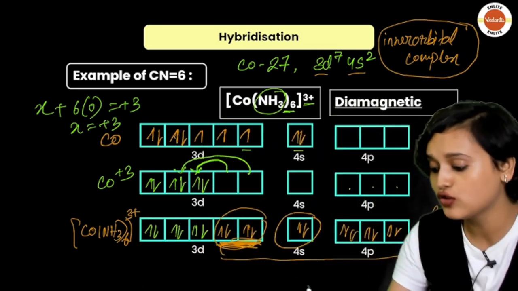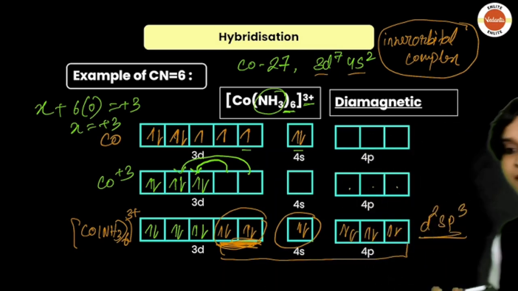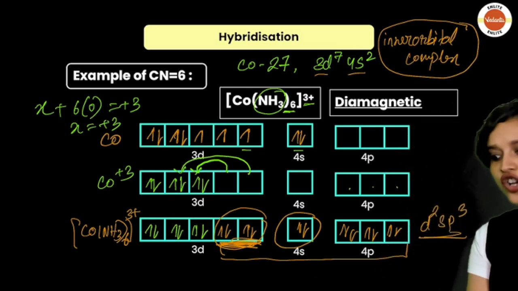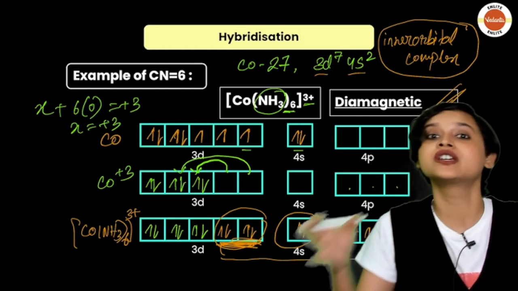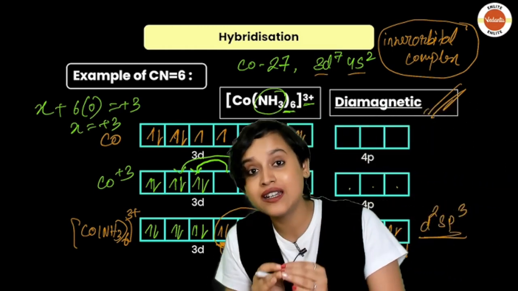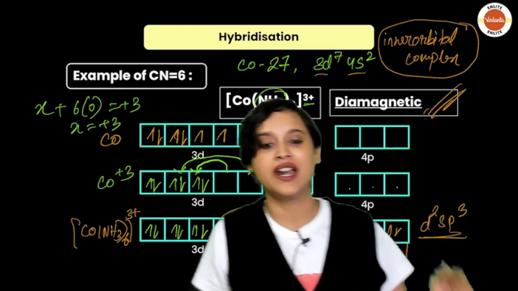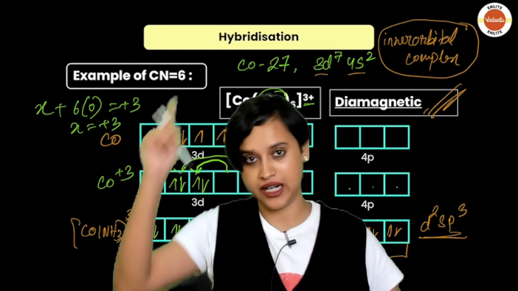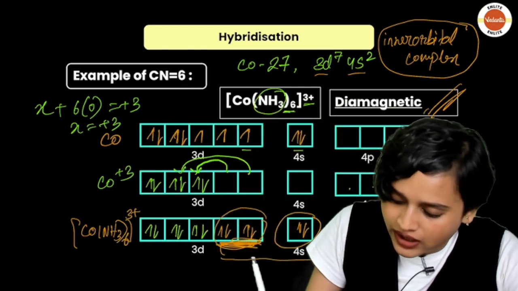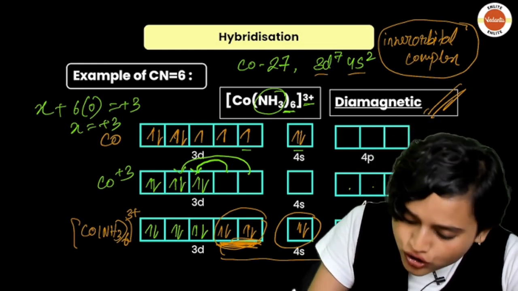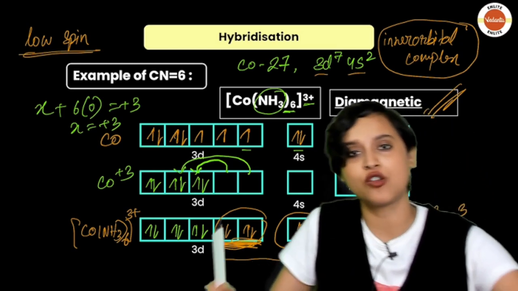And do you also see right here, are there any unpaired electrons? None at all. So does it make sense that this complex is diamagnetic? Because we know that magnetic properties are exhibited when there is an unpaired electron. Now, here is another term that I would like to introduce you to. This complex is also called a low spin complex.